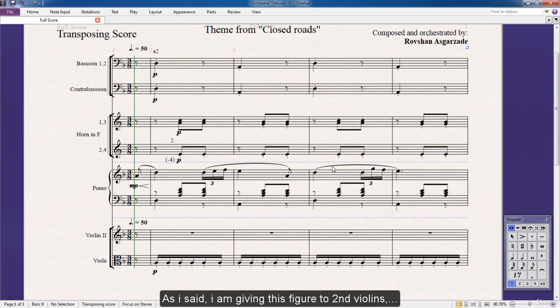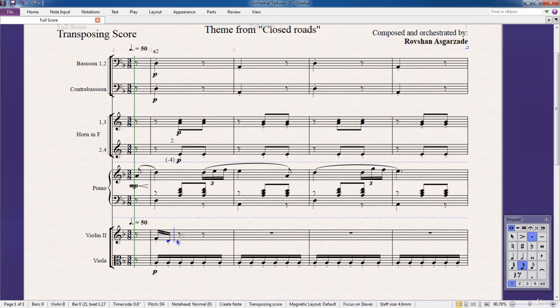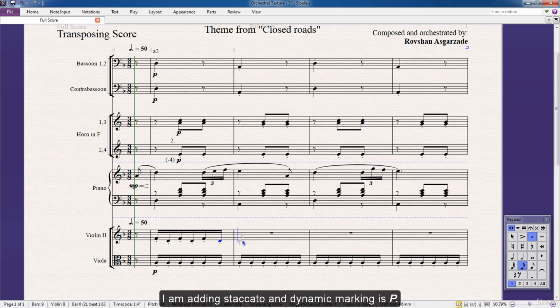As I said, I'm giving this figure to second violins because there is another figure in my mind for the first violins. I'm adding staccato and the dynamic marking is piano.